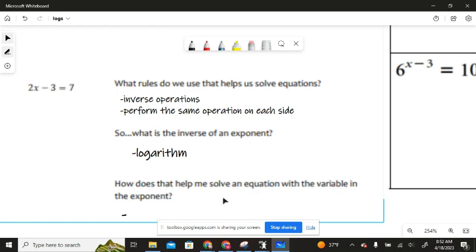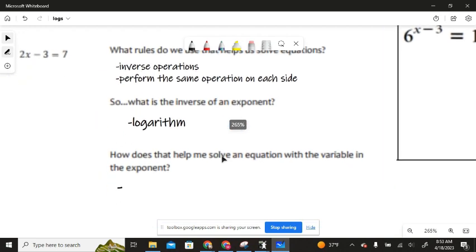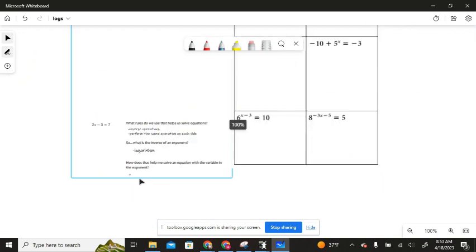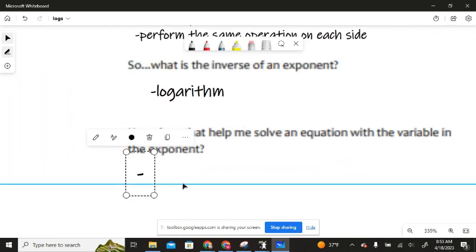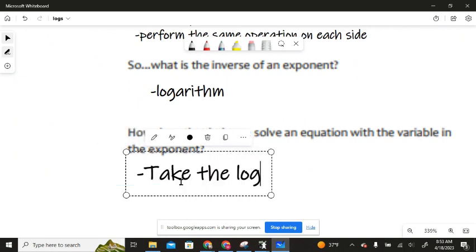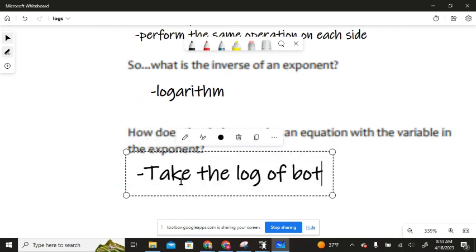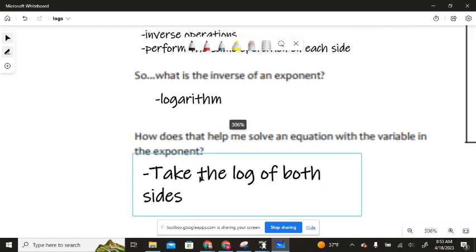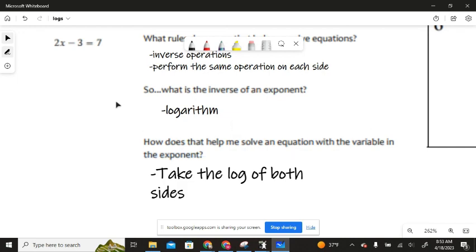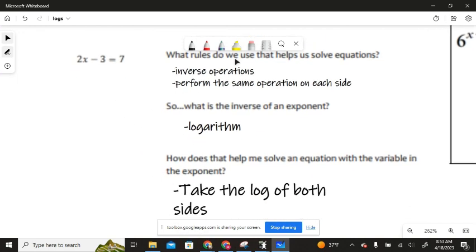Now, how does that help me solve an equation with a variable in the exponent? Case in point, all we got to do is take the log of both sides. Now, that's going to help us out with all of our different logs here. Now, just as a quick warm up, we've already solved equations a billion times in the past. You know the opposite of these different things at this point.